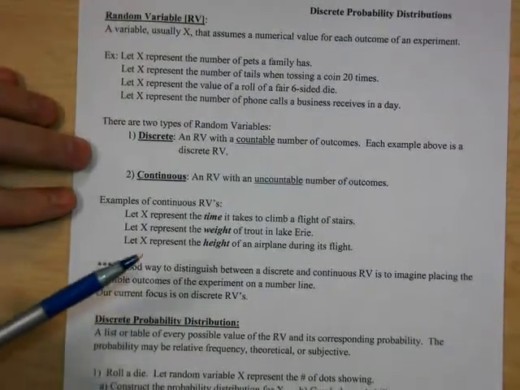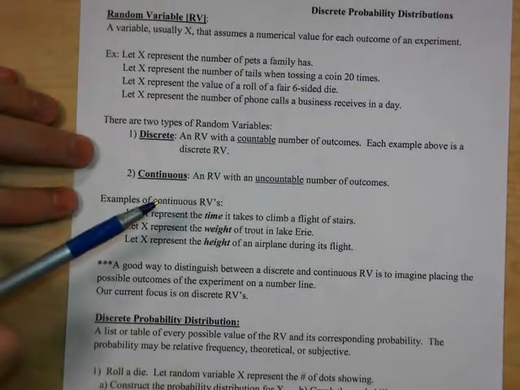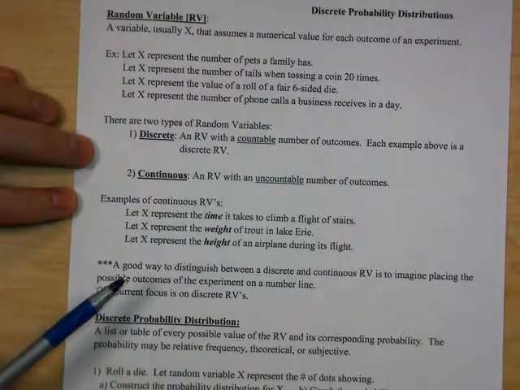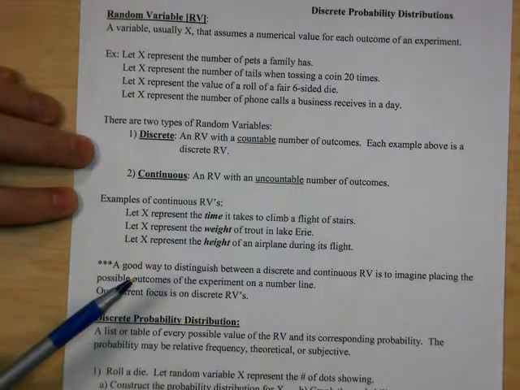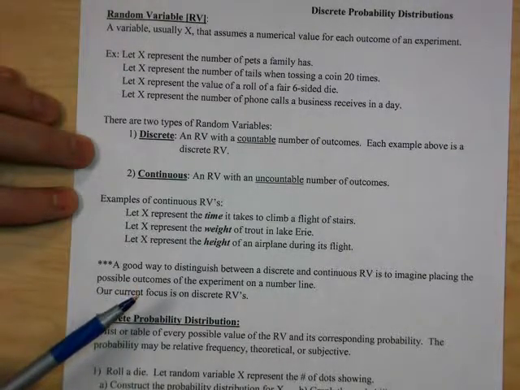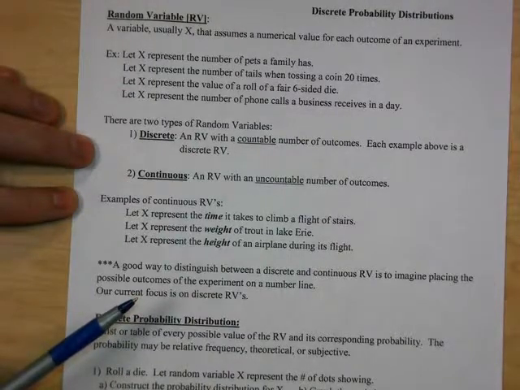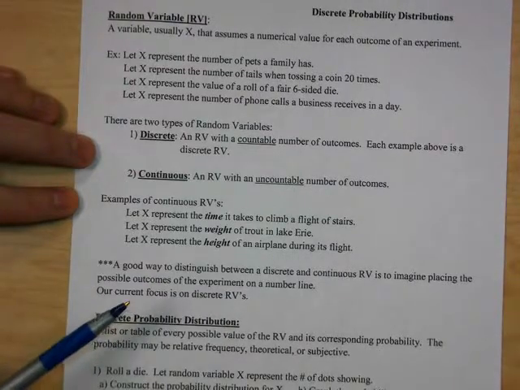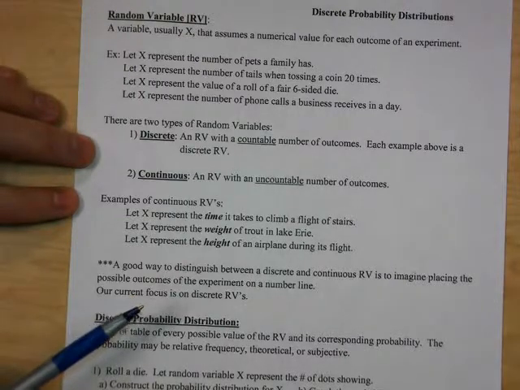And what I will say is that when you look at discrete compared to continuous, it's important to distinguish between the two different random variables, discrete and continuous. If you think about putting the outcomes on a number line, a discrete random variable has a countable number of outcomes, like 0, 1, 2, 3. A continuous random variable, like the time it takes to climb a flight of stairs, weights, heights of things. When you think about putting those on a number line, you could have like 0, 0.1, 0.01, 1.24. So there's an infinite number of possibilities, or an uncountable number of outcomes.